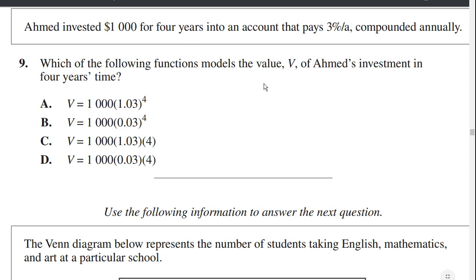And it's compounding interest that compounds over 4 years, so it's an exponent. It's not simple interest, it's compounding interest, which means that we're using exponents. So the answer is A, 1,000 times 1.03 to the power of 4.